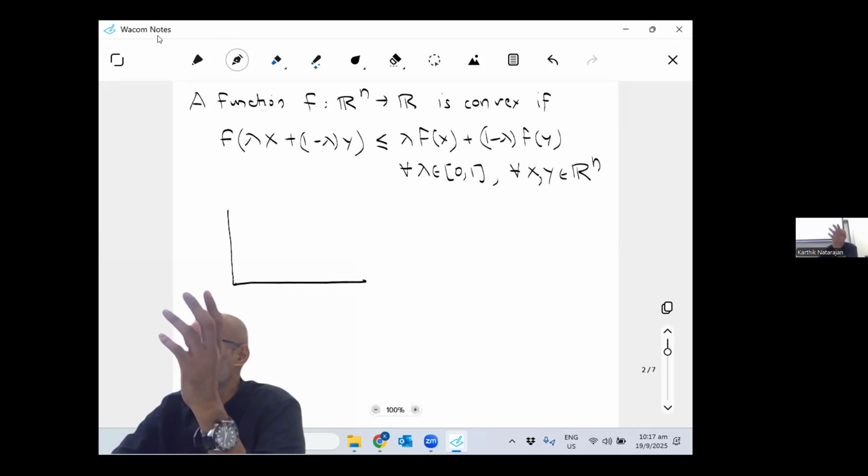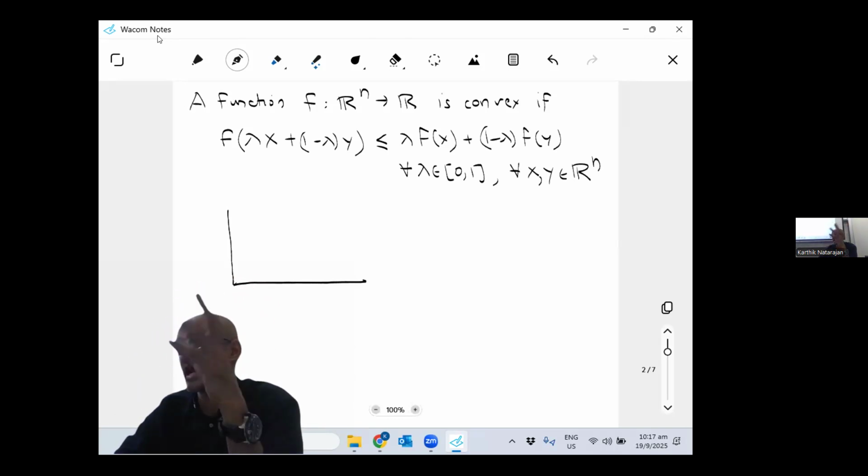By the way, the previous two examples of convex sets I showed you were in 2 dimensions. We'll look at, I mean, of course this can be in n dimensions. Okay, and we'll look at examples later. Okay, so here's an example of a convex function.